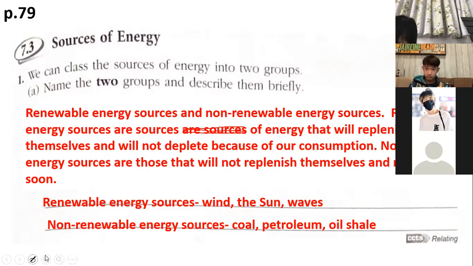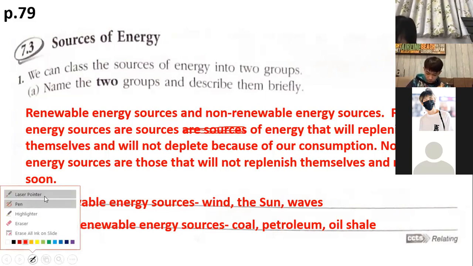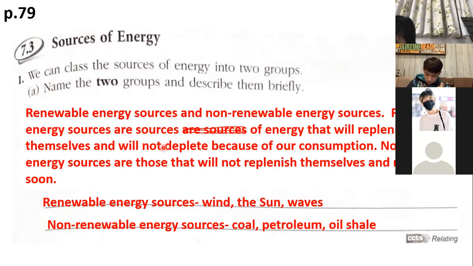So can you see this word deplete? And will not deplete because of our consumption. So that means it will not run out, okay, because we use them.